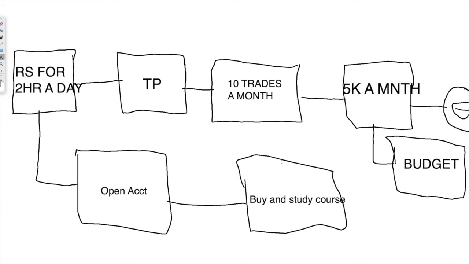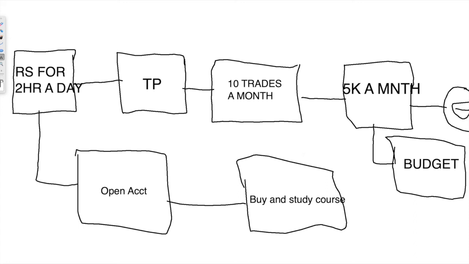They have this, and then what they do is they try to multitask all of this at the same time. So I'm going to buy and study the course. I'm going to open the account, and I'm going to do research for 2 hours a day at the same time. Because they really are not convinced in their system. They're just trying to get here to the goal.